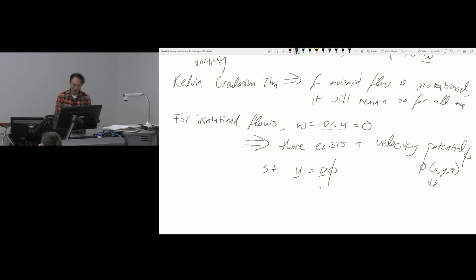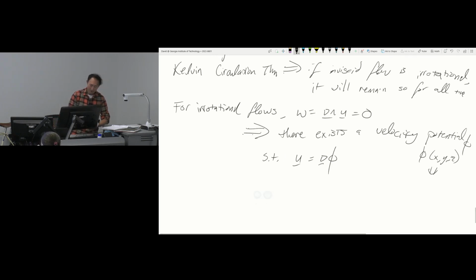If it's flat, I'm going to have a lower velocity. But all the information of my velocity vector field is in the scalar function phi. And all I have to do is take derivatives to get the information out.